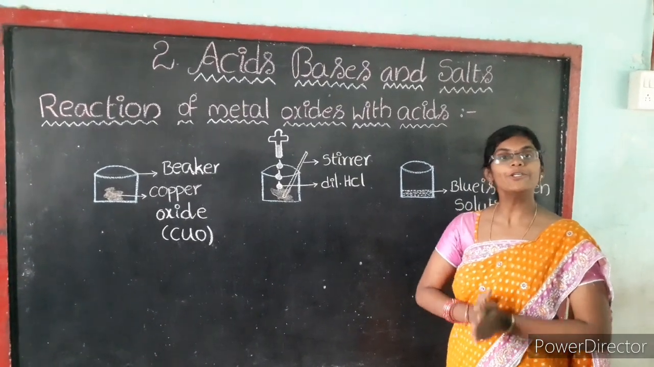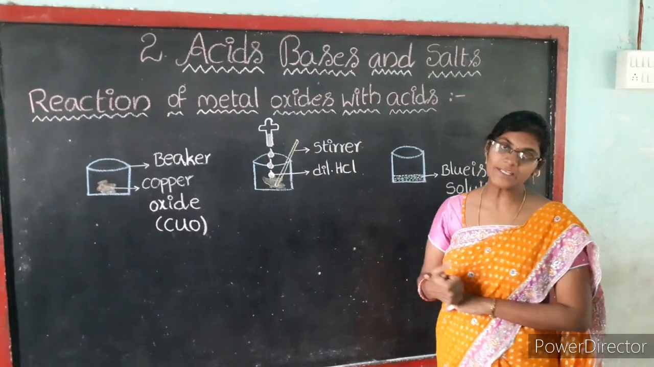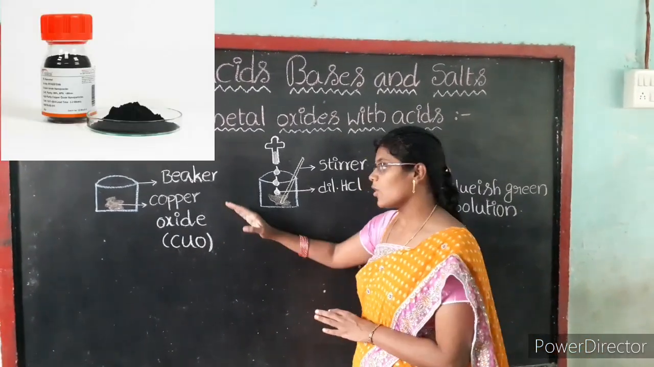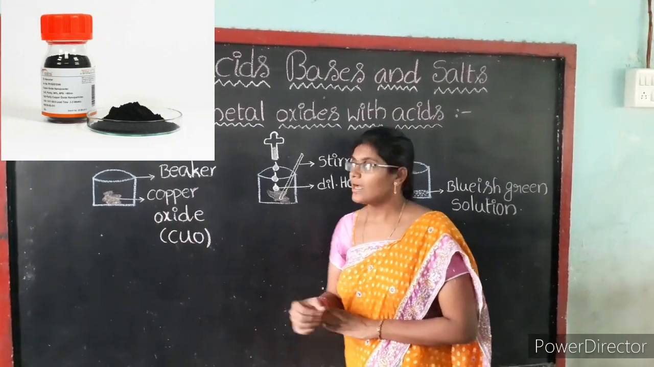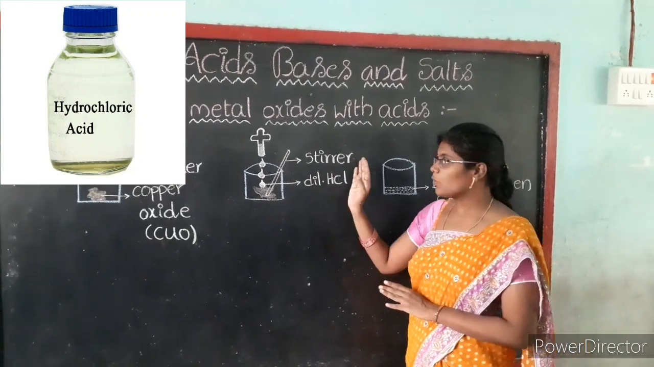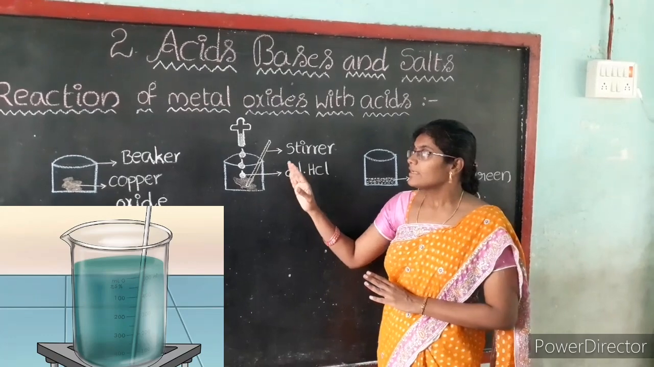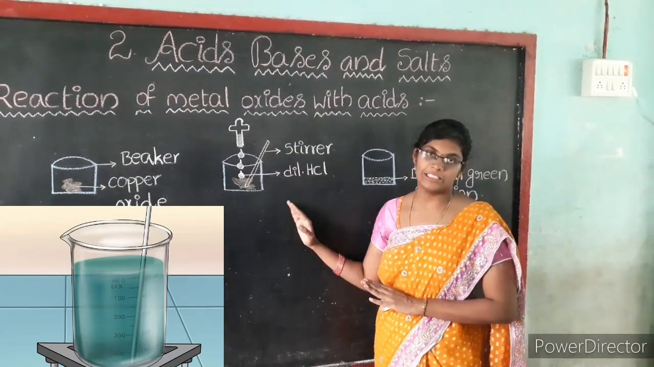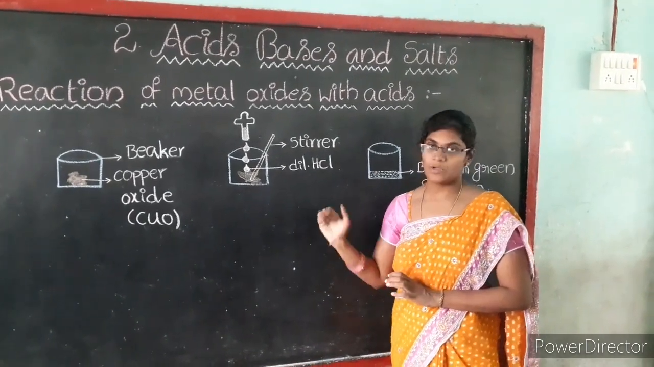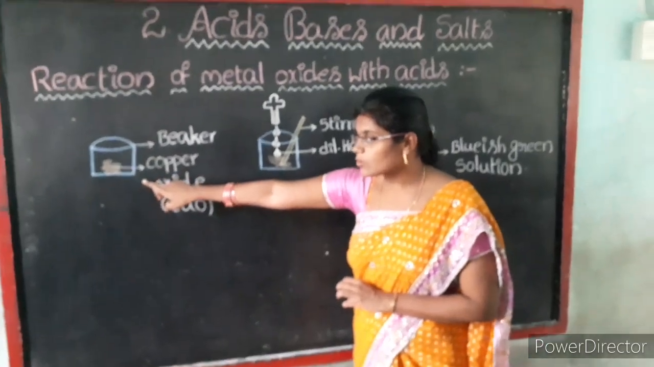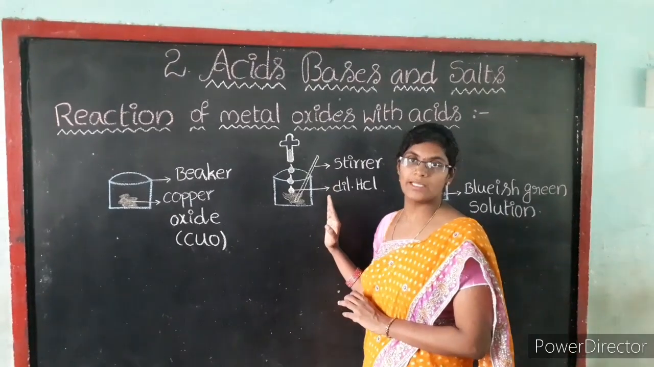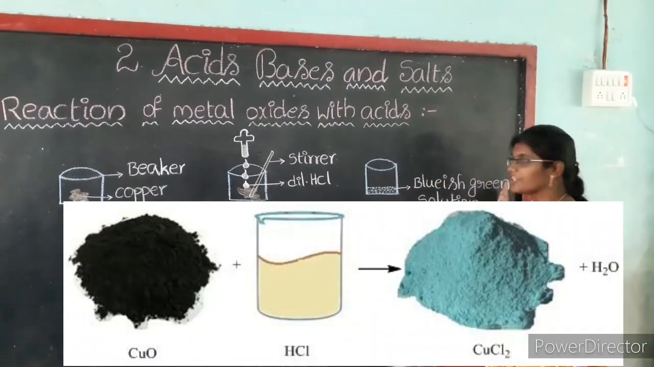Children, now I am going to explain this reaction of metal oxides with acids with a small activity. Take a small quantity of copper oxide into a beaker and add dilute hydrochloric acid solution to the copper oxide while stirring. And in this case, observe the changes. Children, can you guess what are the changes we'll get? Okay, when the copper oxide dissolves into the hydrochloric acid solution, the solution turns bluish green.